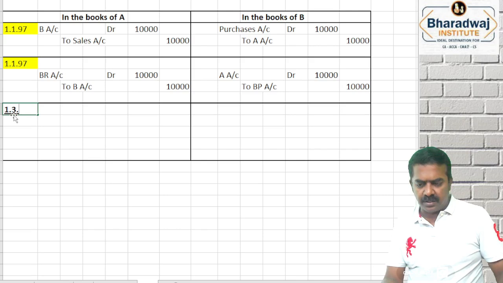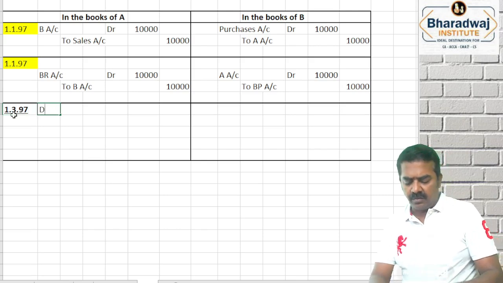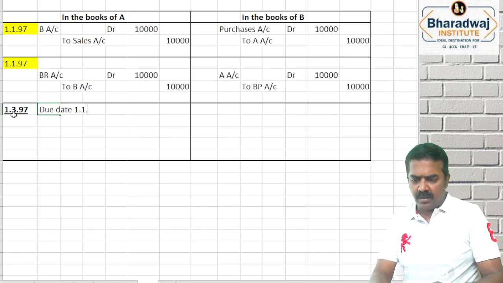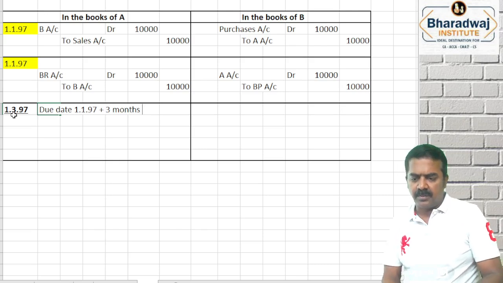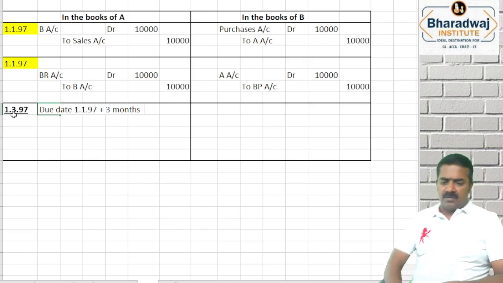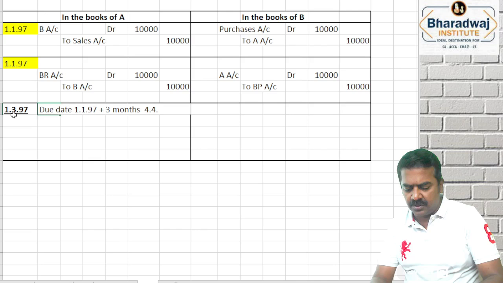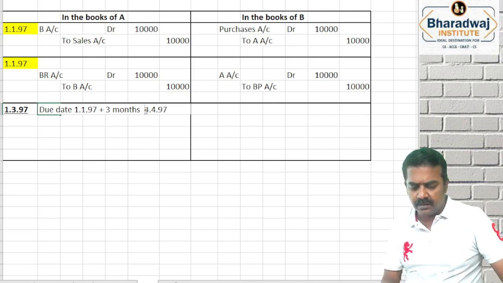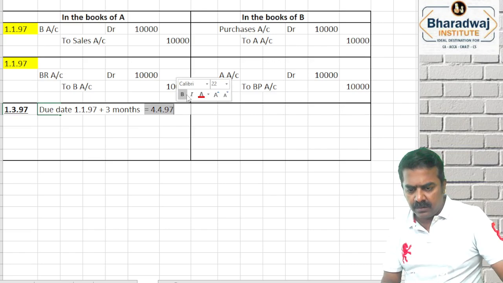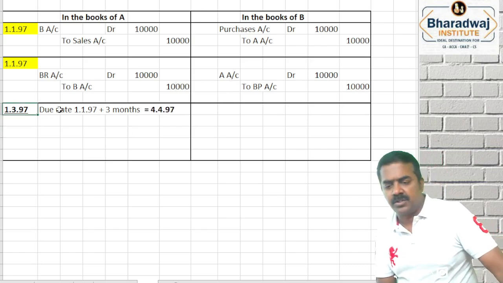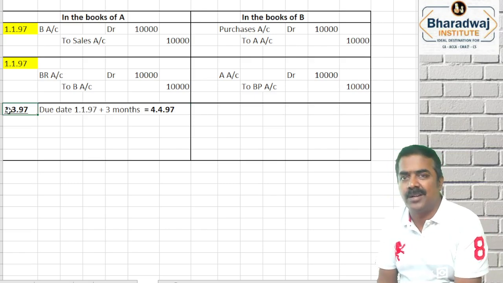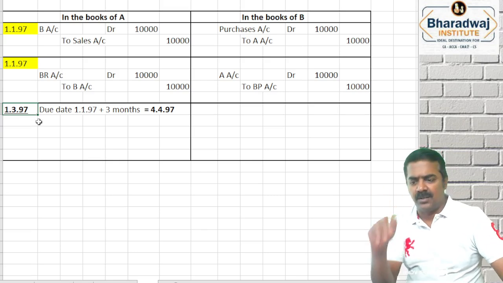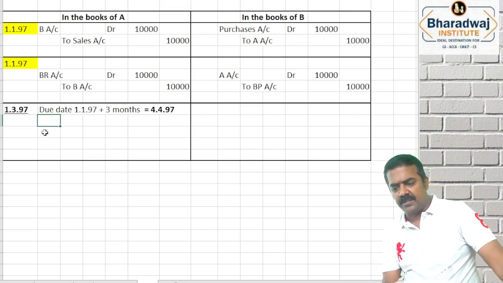On 1st March 97 the bill is retired. What is the due date of the bill? 1st January 97 plus 3 months, so it comes to 4th April 97. So this is paid in March, 1 month in advance. April 4th is due, and we receive the money on 1st March. How many months in advance do they make the payment? 1 month in advance; take out the 4 days, it doesn't matter. What is the entry we will pass?